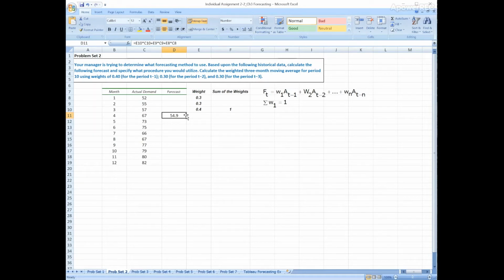Similarly, to forecast for months 5 through 12, you can just drag it down after fixing each weight in front of the column and row.